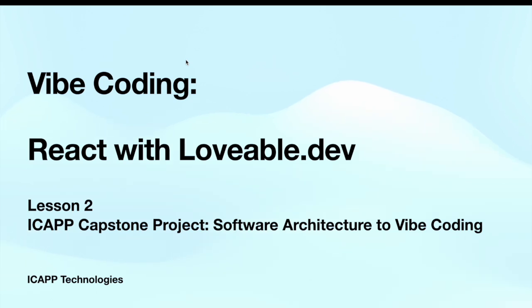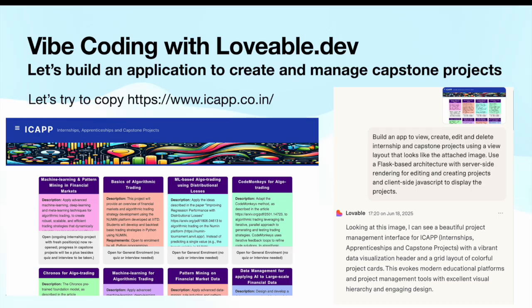So, let's jump right in with Vibe Coding with Lovable.dev. Okay, Lovable.dev. What's our big mission with it today? Our grand goal is to build an application. This app will help us create and manage capstone projects. A capstone project manager. That's so practical. Think about the one you see on the left there, from icapp.co.in. That's our inspiration. So we're aiming for something similar to that? A full-fledged project dashboard? Absolutely.